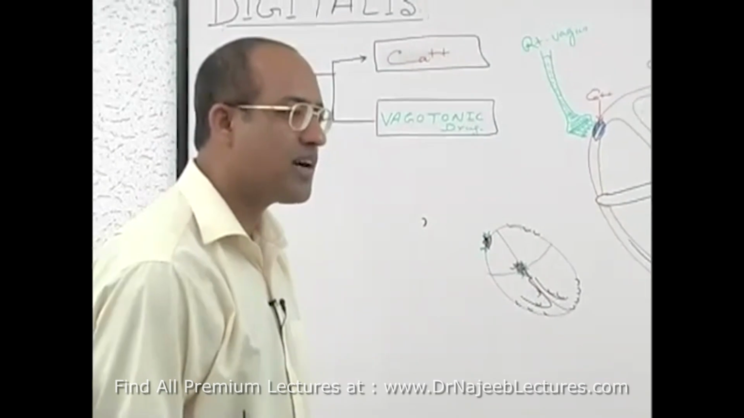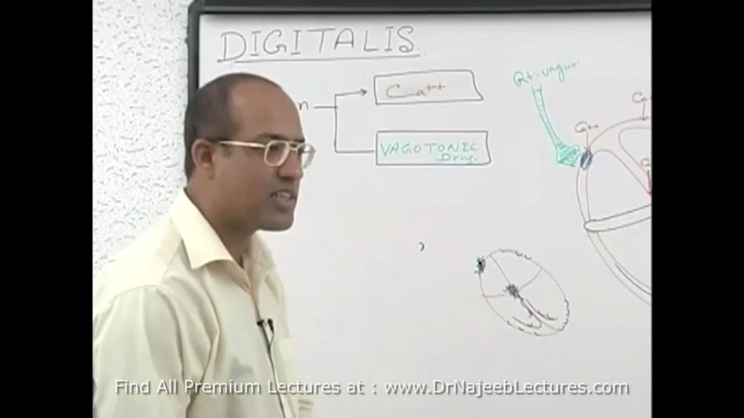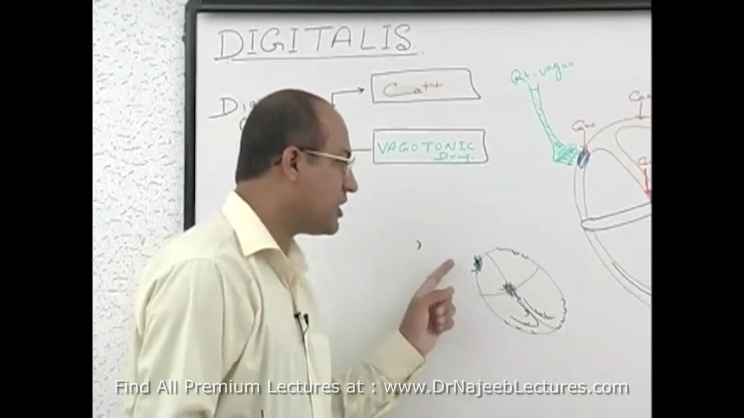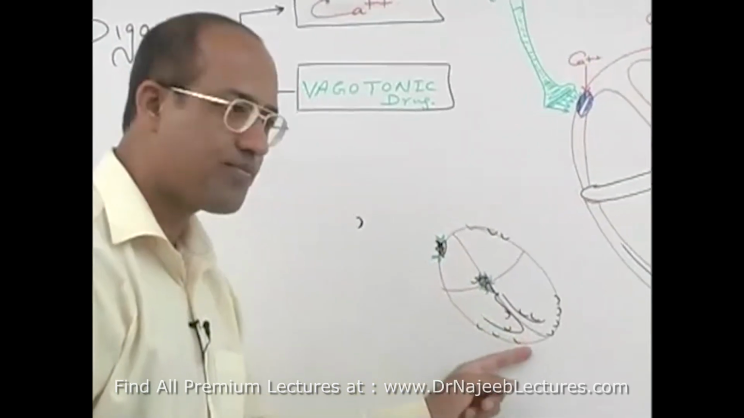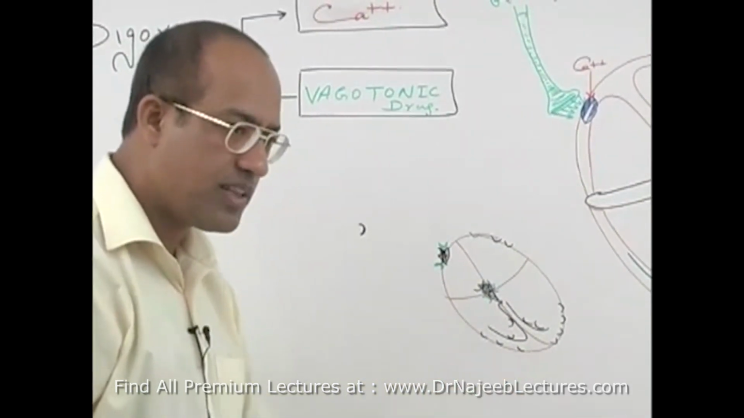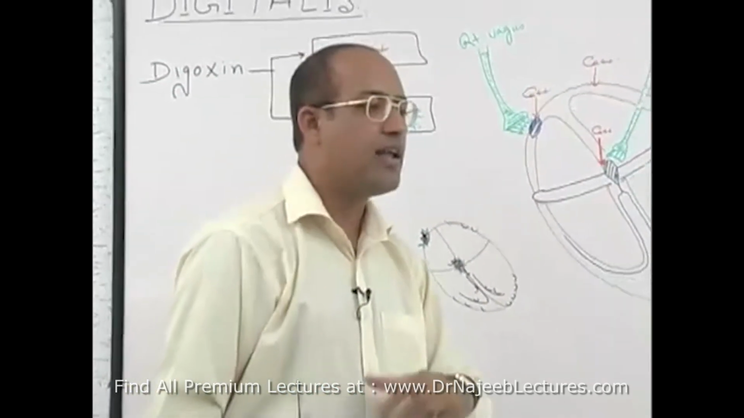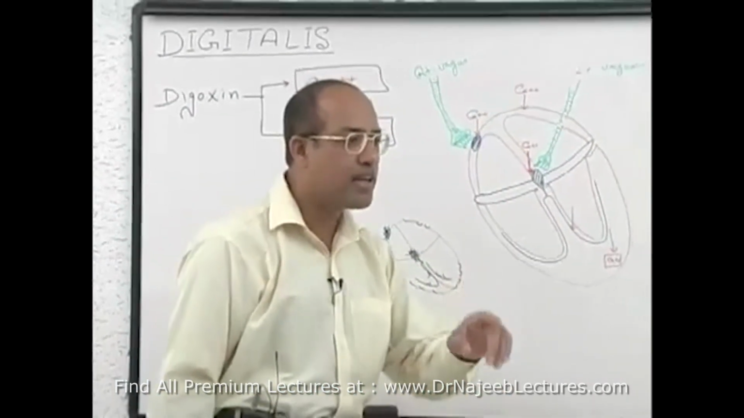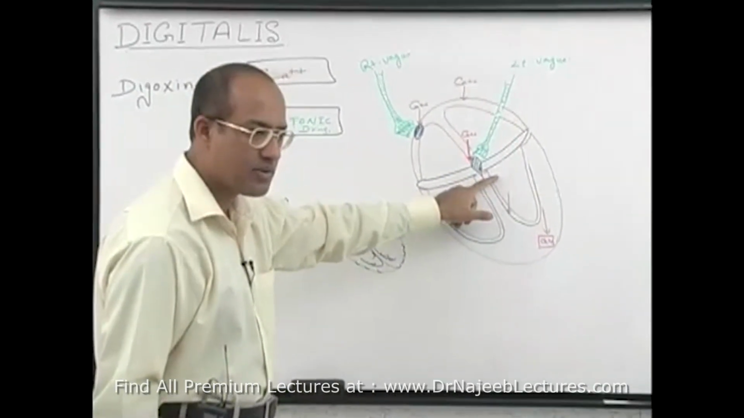Now what I'm trying to put in your mind, I'm trying to emphasize, is that when there is adrenergic activity, it will enhance the activity of the SA node, atria, AV node and ventricles. But when there is parasympathetic activity, it will influence the heart mainly by action on the SA node and AV node.